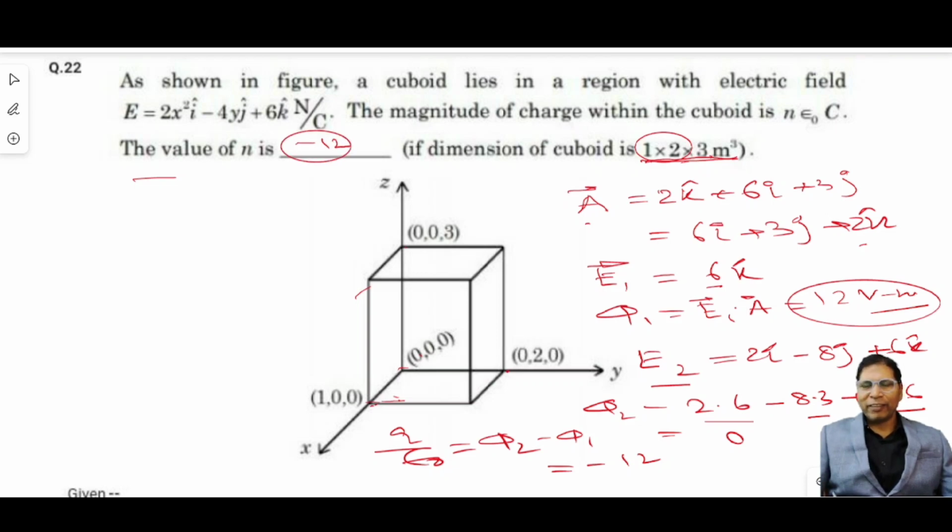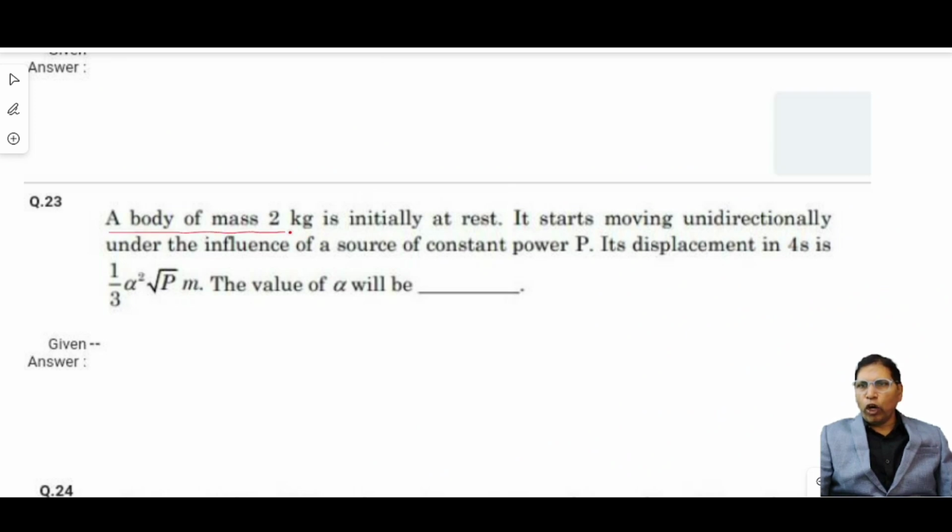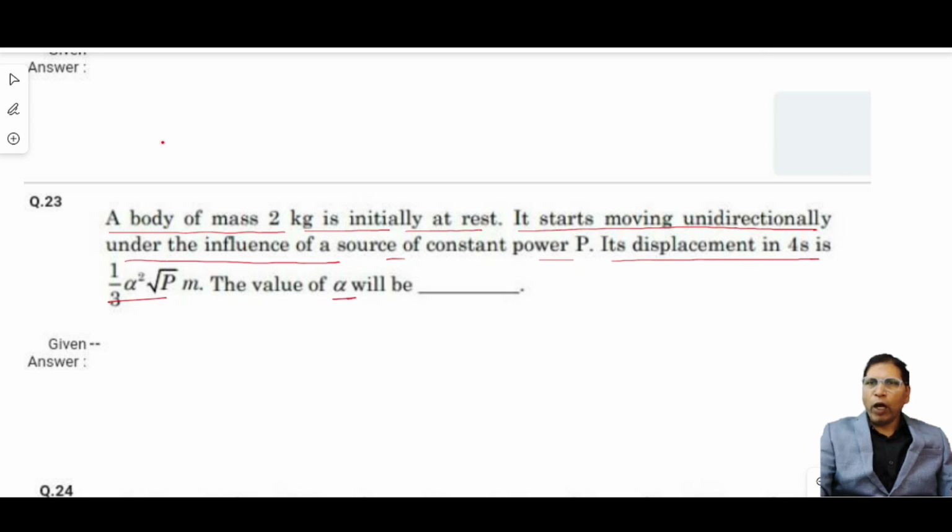Okay. Look at this, a body of mass 2 kg is initially at rest. It starts moving unidirectionally under the influence of a source of constant power P. Its displacement in the nth second is given by this. We have to calculate alpha. Now look at this.